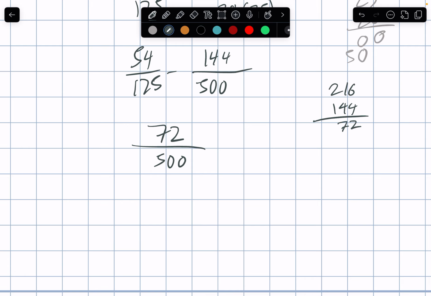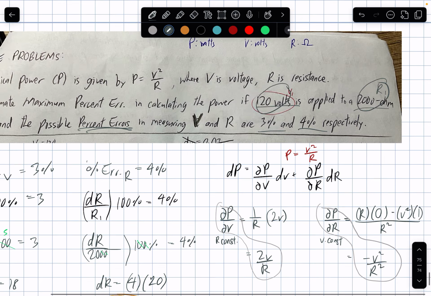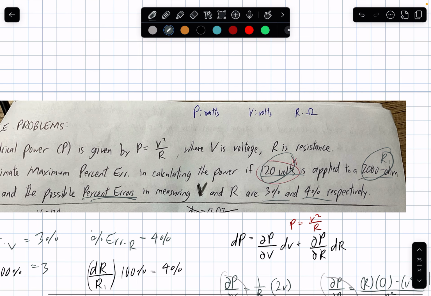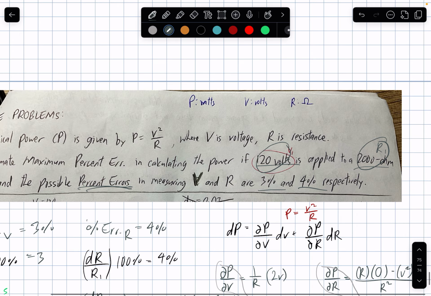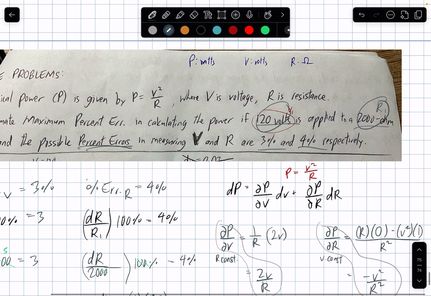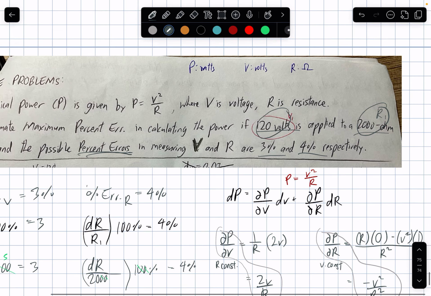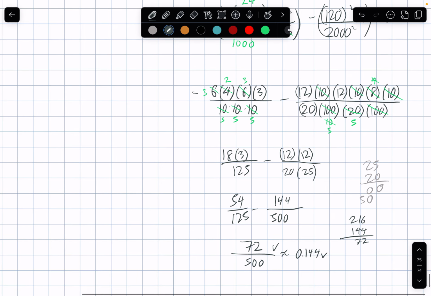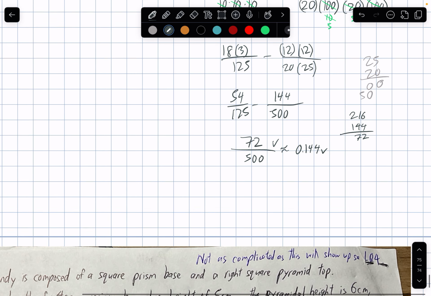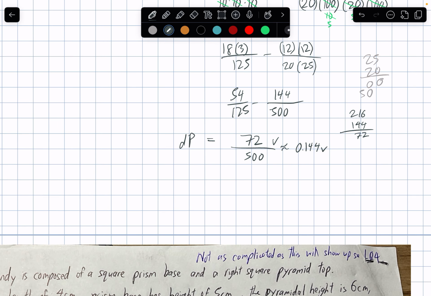But if you want, although personally I wouldn't, I convert this to decimal form, so that's going to be 0.144 volts. Why is our unit in volts? I don't get why my answer is in volts. It's supposed to be watts because this is, again, dP, so the unit has to be the unit of power, which is watts.